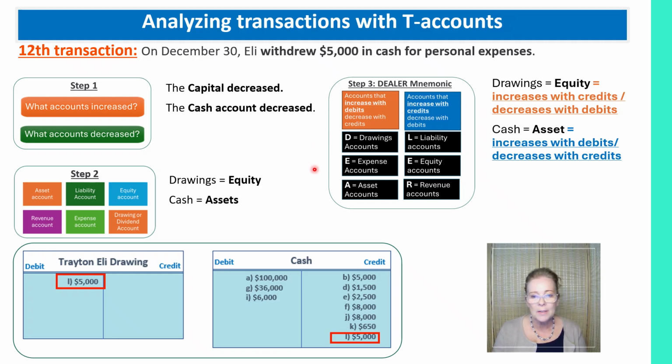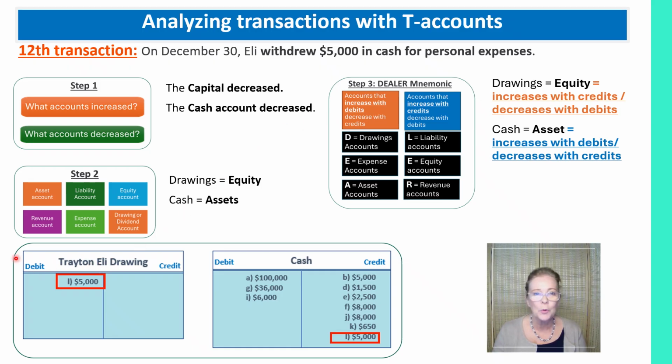What about the second part? The second part is the decrease in cash. Cash is an asset. Assets are shown on the left side of the dealer mnemonic, and the graph tells us that assets increase with debits and decrease with credits. The cash account decreased, so we need to credit cash. So debit drawing and credit cash. We'll now write this transaction using T accounts.